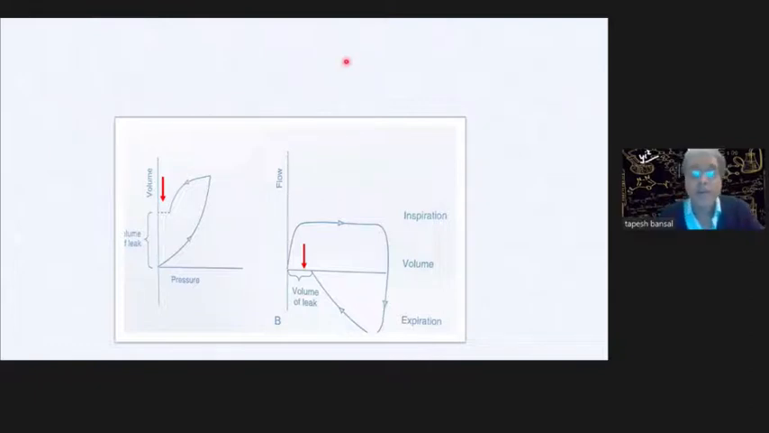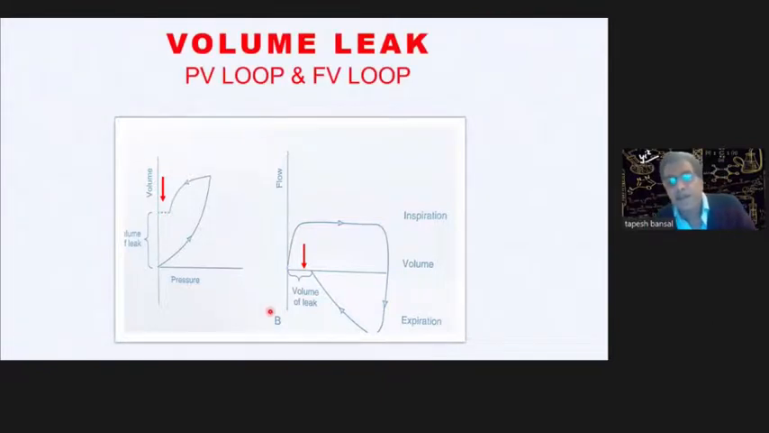Now coming here, what is happening here? So this is volume, this is pressure, and here this is a PV loop. This is what it looks like in volume leak. The volume is not returning to baseline. And here you see this is the amount of volume leak. Again, this is flow volume. So this is how it looks on PV loop and flow volume loop.